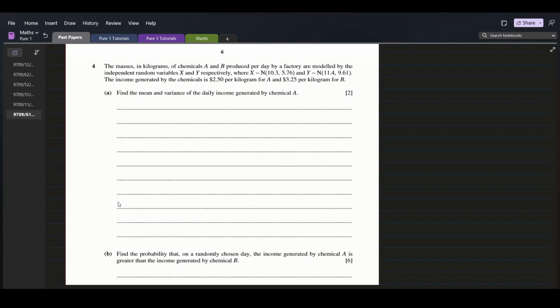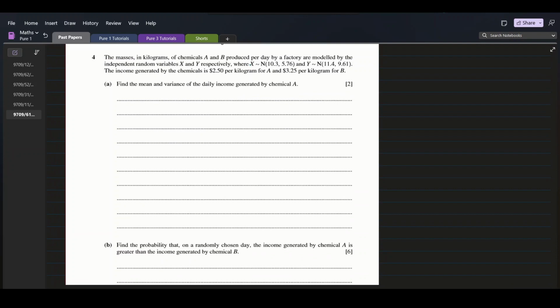Part A. Find the mean and variance of the daily income generated by chemical A. So A has the normal distribution with mean 10.3 and variance 5.76, and we're told that the income it generates is $2.50 per kilogram. So the income for A is equal to 2.50 times X.